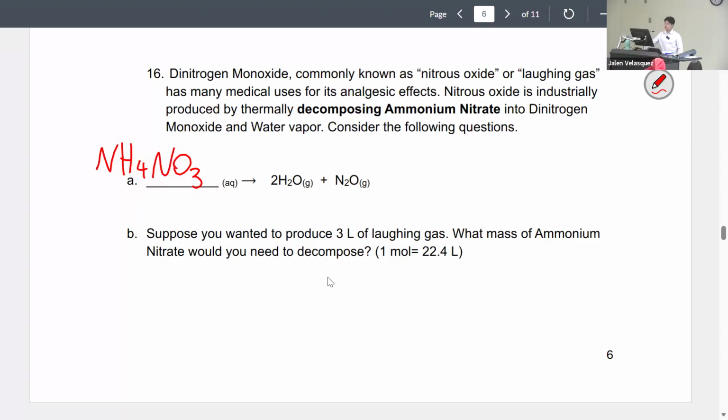So suppose you wanted to produce 3 liters of laughing gas. What mass of ammonium nitrate would you need to decompose? So I want 3 liters of this, right? I want to figure out what mass of ammonium nitrate I need to start with to obtain my 3 liters of laughing gas. Okay, and in order to do that, here I give you the appropriate conversion factor that 1 mole of a gas is equal to 22.4 liters.